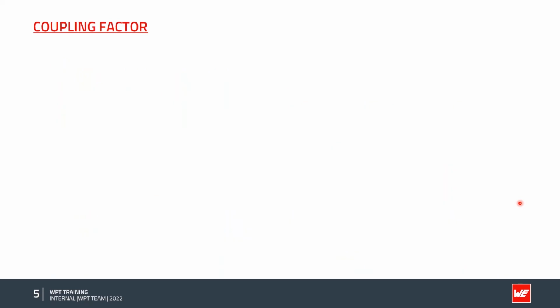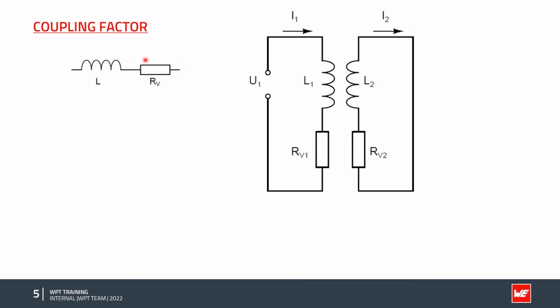Now let's have a simplified look at the coupling factor. Let's assume we have an inductance with a series resistor, which includes all the ohmic losses of the inductor. Then we have a secondary and primary inductor with the primary resistance and the secondary resistance, also including the load resistance.